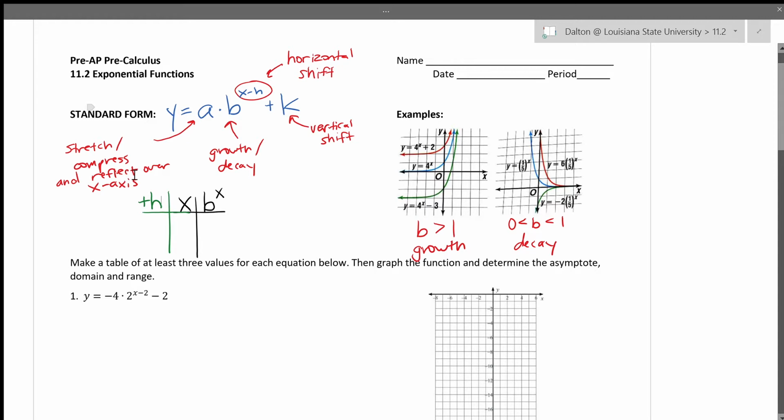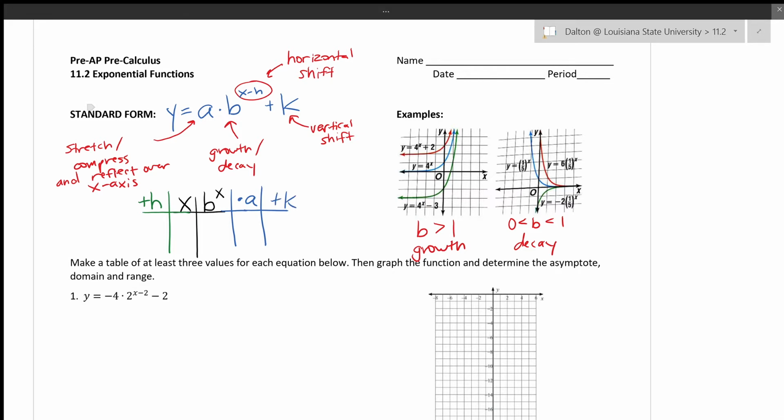A takes care of stretching and compressing, and if it's reflected over the x-axis, which means this affects our y-coordinates. So my y-coordinates start off with evaluating b to the x power, and then from b to the x power, we're going to multiply that times a. And then after you multiply it times a, the last aspect of the equation is a vertical shift, which obviously affects your y values again. So then with these numbers, you're going to add k.